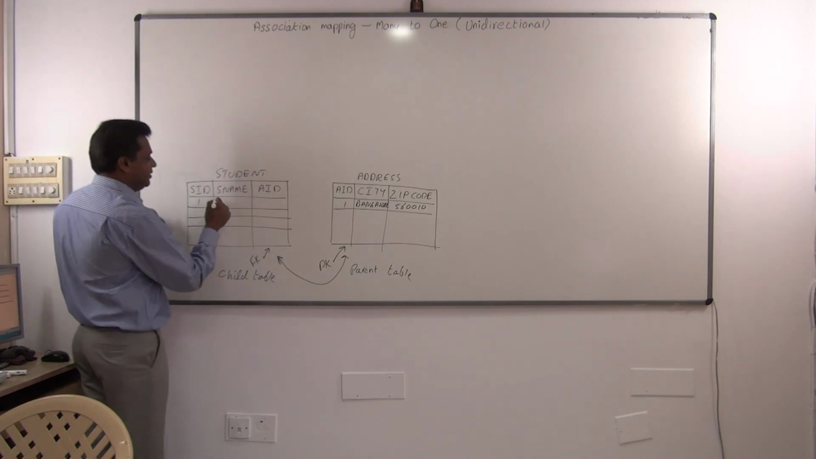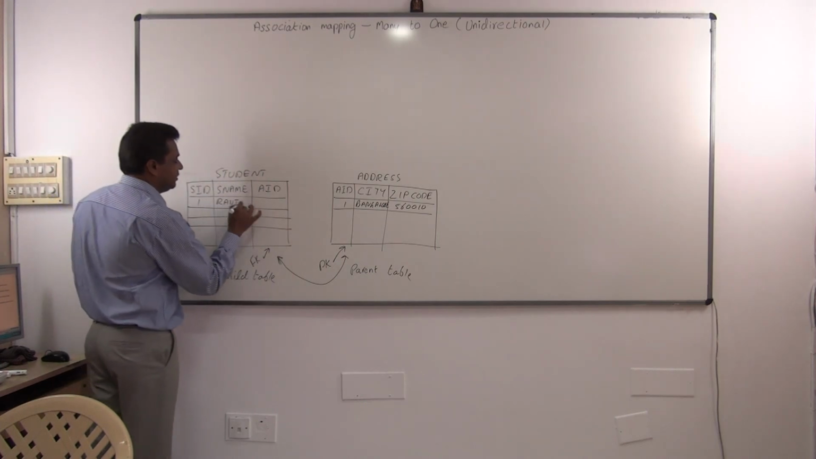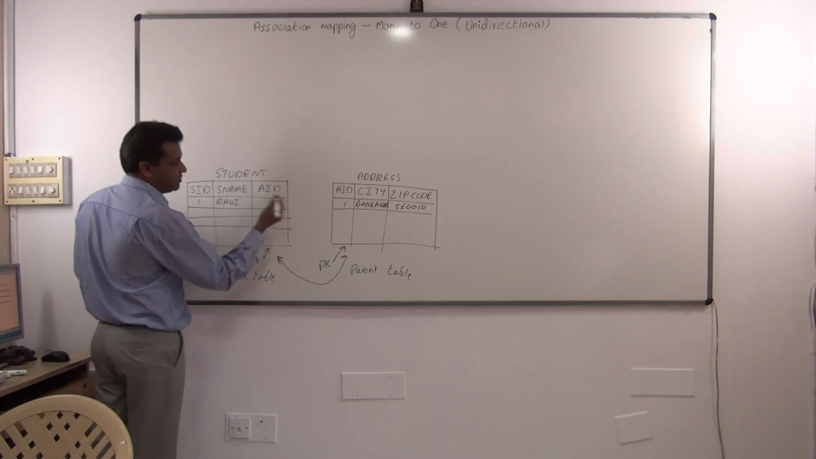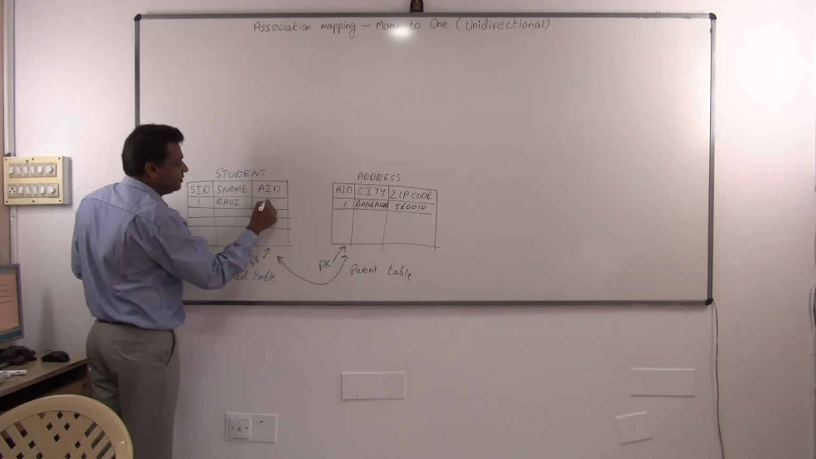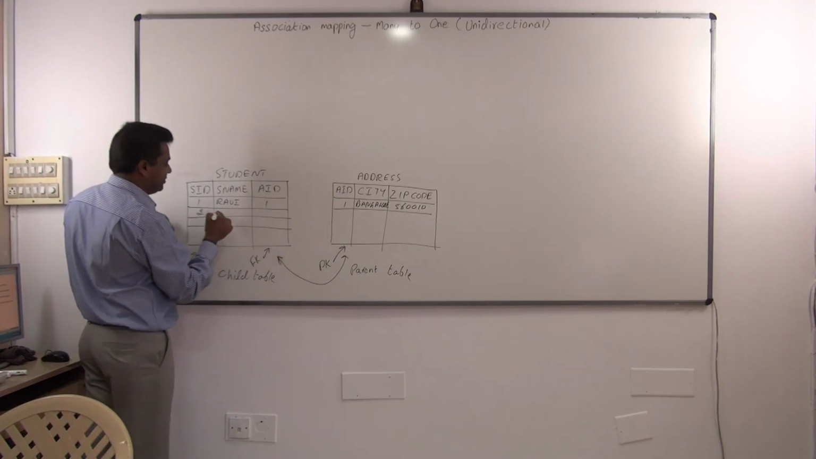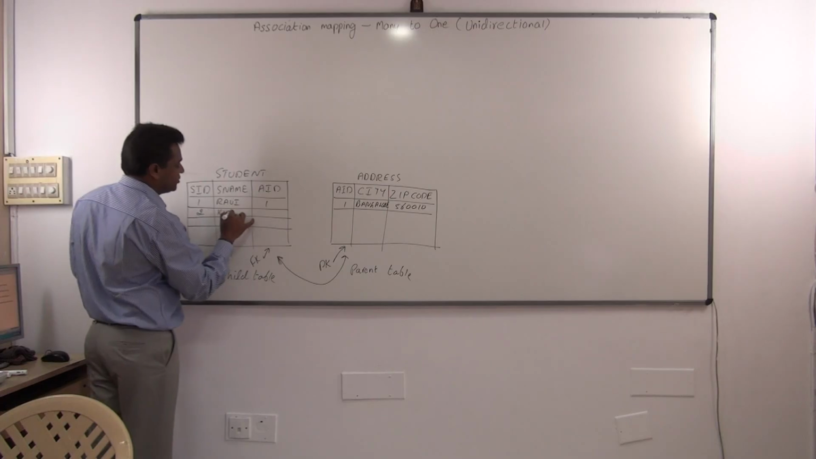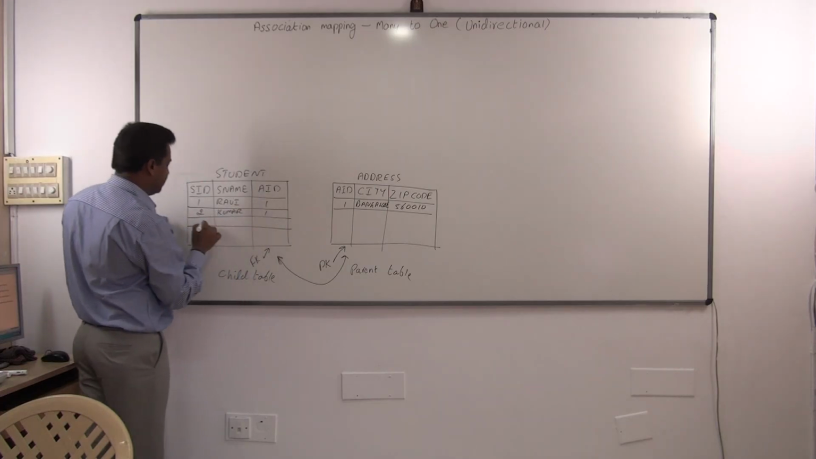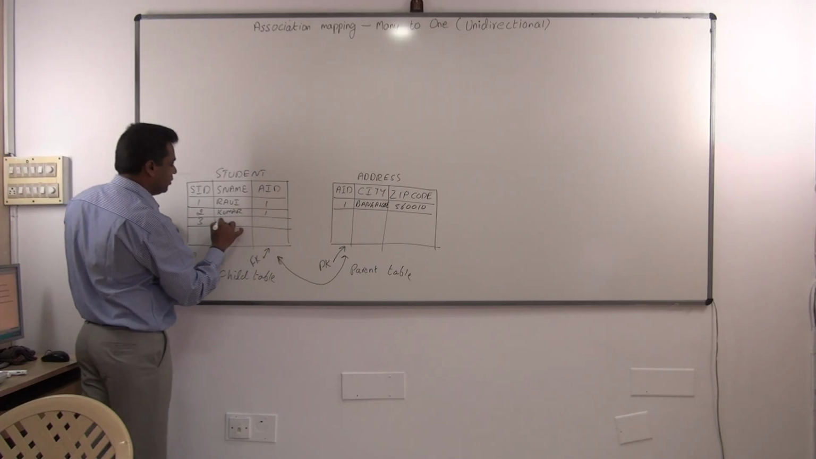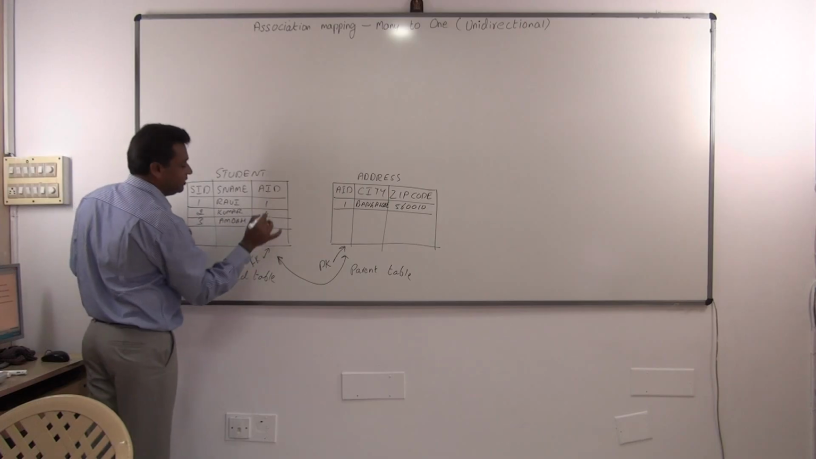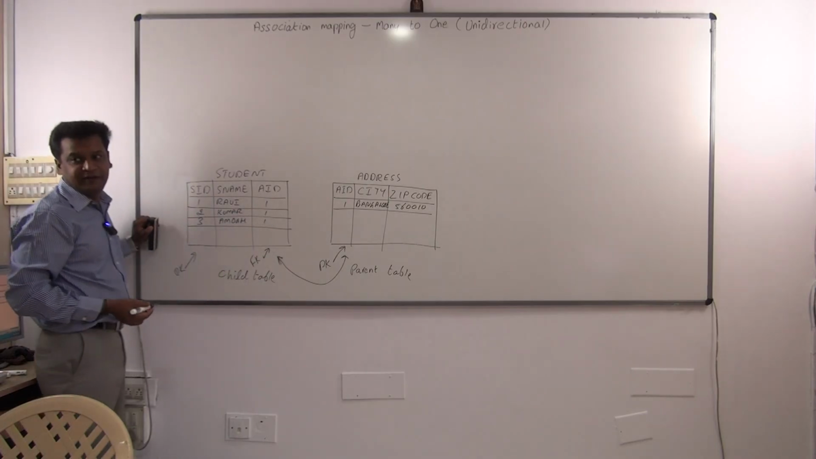Like student number 1, his name is Ravi and he's staying in the address Bangalore. So it will be 1. One more student, Kumar. He's also staying where? In the same address. One more student, Amog. He's also staying where? In the same address. This is the test data I'm filling now.